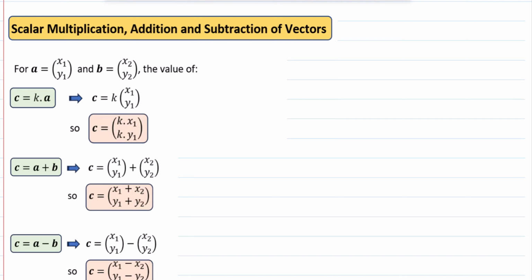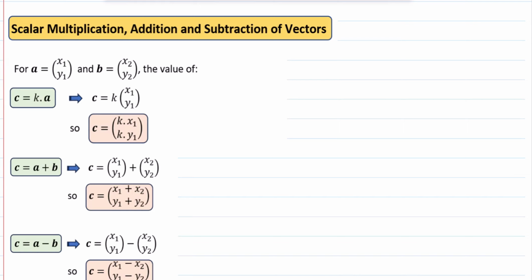So if we have a equals x1 and y1, and then we have vector b equals x2 and y2, the value of vector c, for which c equals k times a, is c equals k times x1 and y1, right, like that. You only have to multiply the x1 and y1 by the k. This one is similar to the operation of matrices.